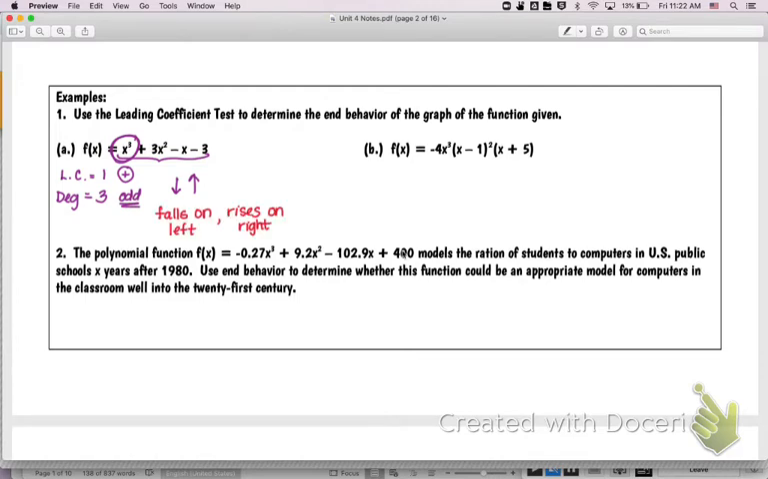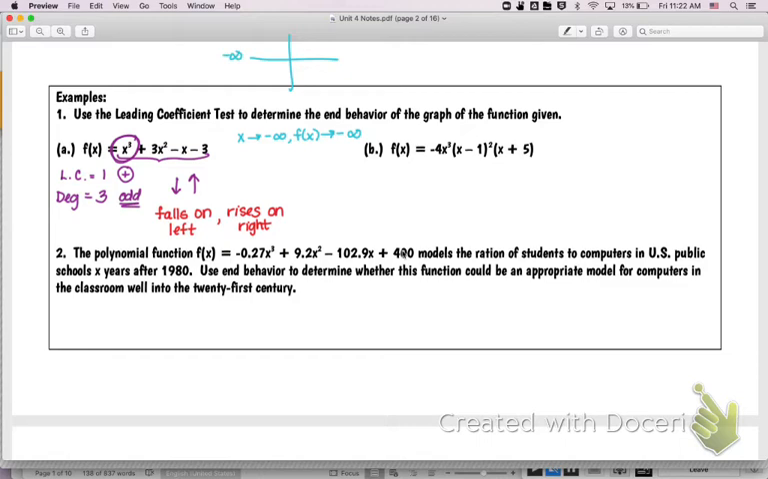It falls to the left, and it rises to the right. Now, another way we can say this, which we've seen before, is that we could use that infinity notation. So if that's the case, we would write it like this. On the left, we can say as x approaches negative infinity. So remember, we're thinking about a graph.